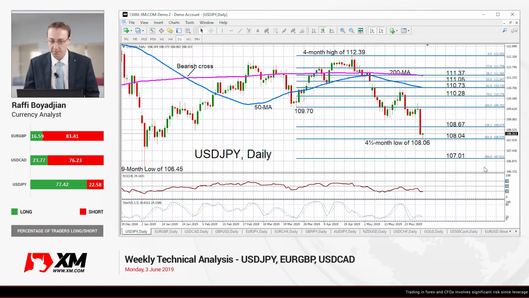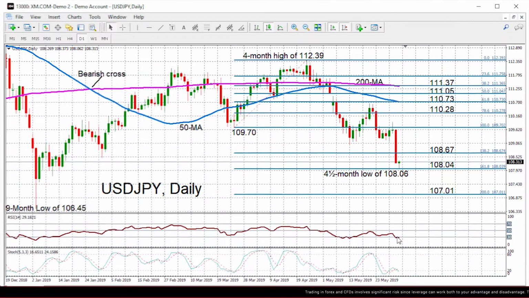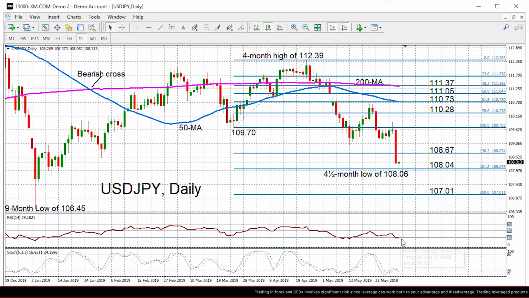Today we're going to be looking at the dollar yen, the euro pound, and the USDCAD. Starting first with the dollar yen pair, we can see that the momentum indicators are pointing to negative bias in the short term. The RSI is just below the 30 level, and stochastics are hovering near the oversold area. Looking at the medium-term picture, it is also looking somewhat bearish as well.